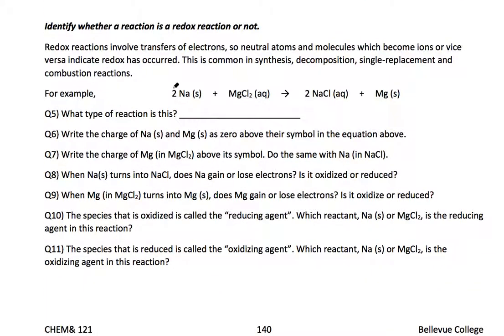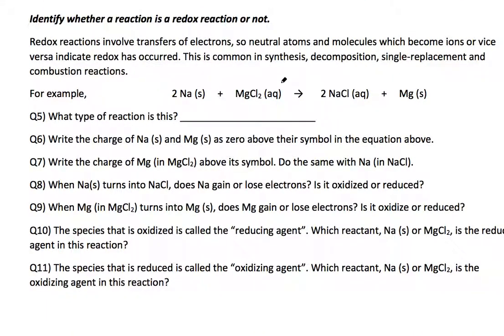Okay, some reactions are redox and some are not. An easy way to tell if you have a redox reaction or not is whether you have one of these types of reactions that we covered in class. If you have a synthesis, decomposition, single replacement, or combustion reaction, then those are examples of redox reactions. And what's the reaction that's not in this list? It's the double replacement. Double replacement is not an example of redox.